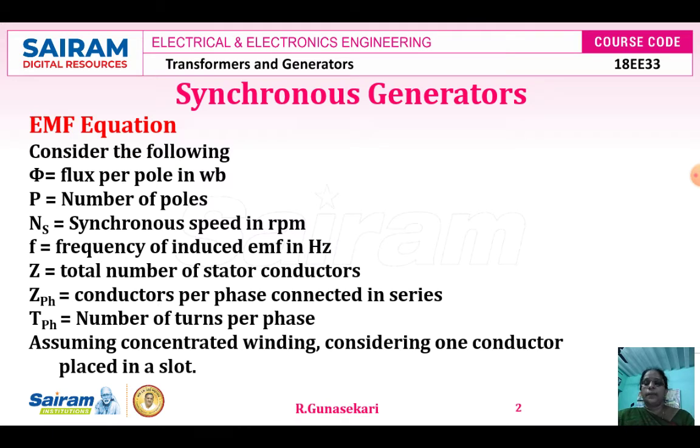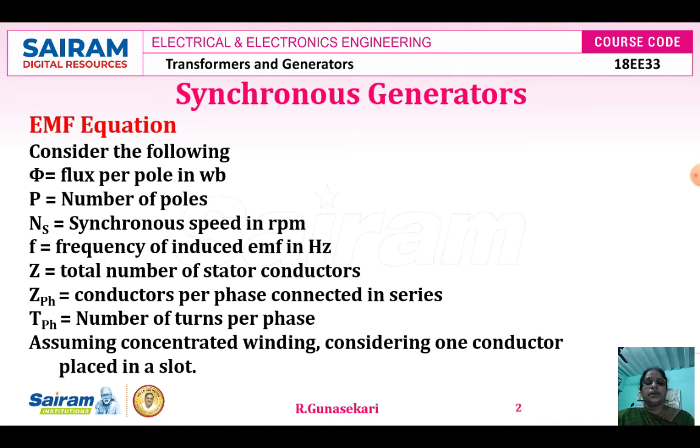First, phi is the symbol for flux per pole, the unit is Weber. Then P is the number of poles. Then Ns is the synchronous speed in RPM, because speed is represented by two units. One is RPM, another one is RPS. RPM means revolutions per minute, RPS means revolutions per second.